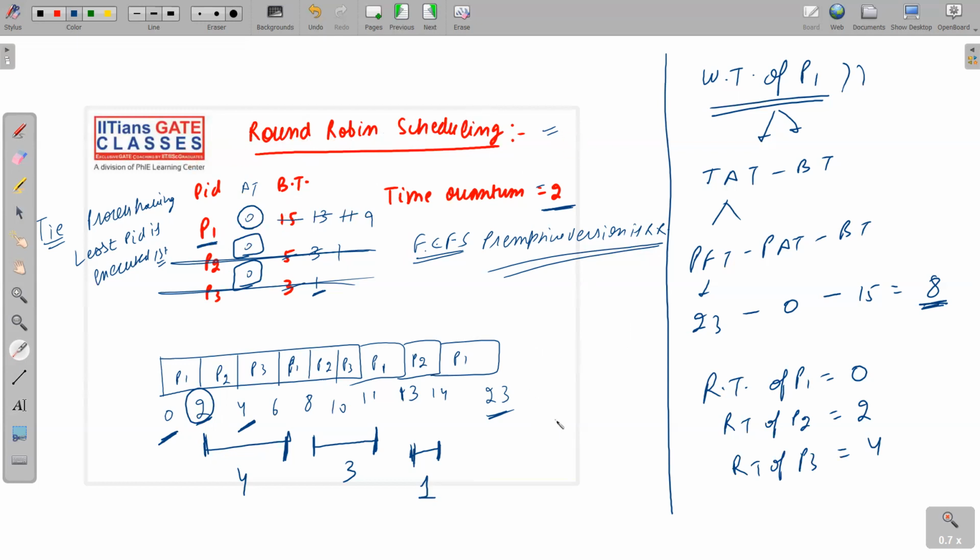Anyhow, I have written these points after a few slides. So if you want, you can note it down. Otherwise, I will show you after a few slides. You will get these important points. So response time will be minimum in round robin scheduling.